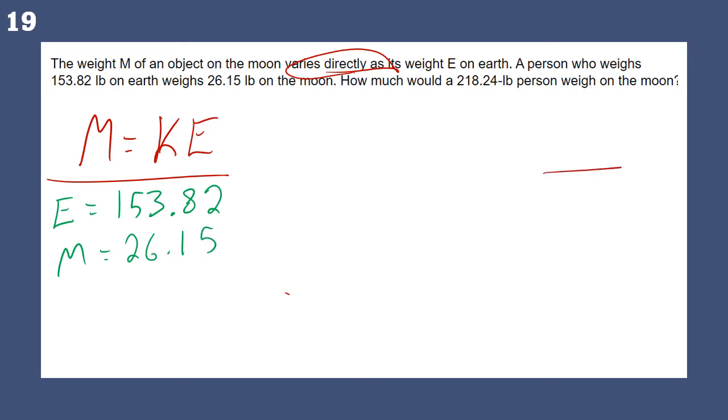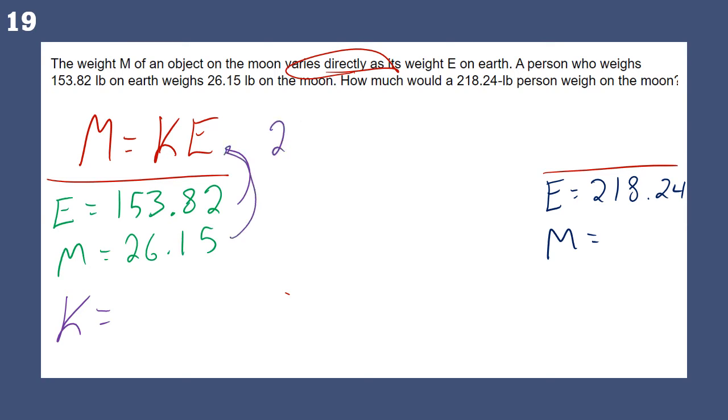Our second situation, what do they tell us? Well, they tell us an Earth weight. They tell us E, 218.24. What they want us to find is the M. There's something missing though, right? When we have a direct variation or an indirect variation, a variation problem, we know the basics of the formula, but that means we need to find the missing piece. In this case, the missing piece is the k. In order to find k, what we're going to do is plug our M and our E back in.